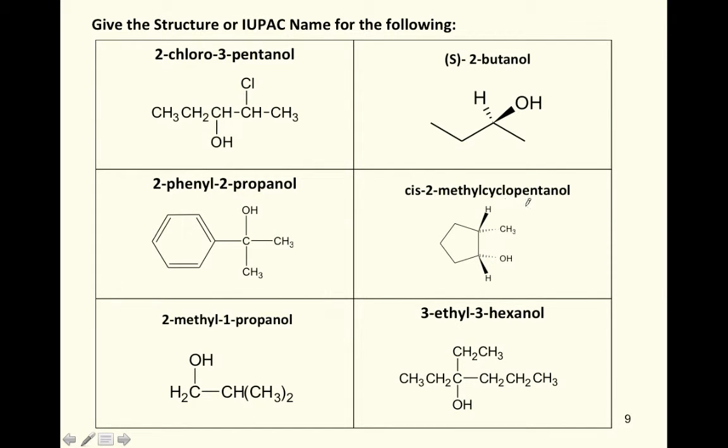Okay, cis-2-methylcyclopentanol. Notice my H's are cis to each other, so that's why I have the cis in front of there. This carbon right here has priority. That's the carbon that has the OH on it. So my CH3 is coming off of carbon number 2.